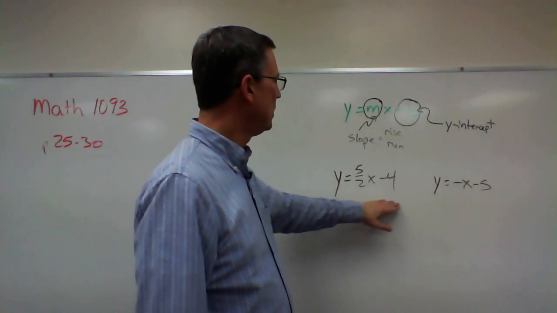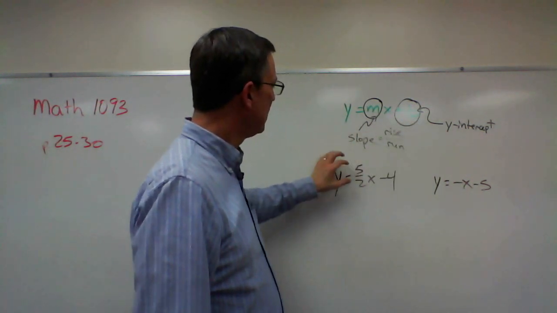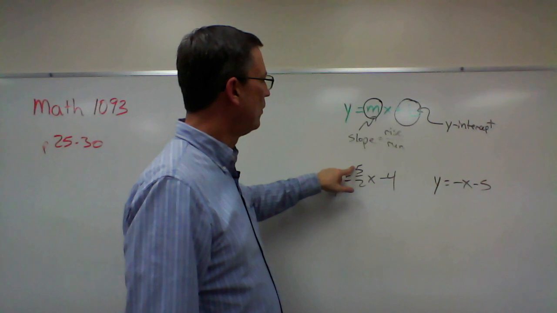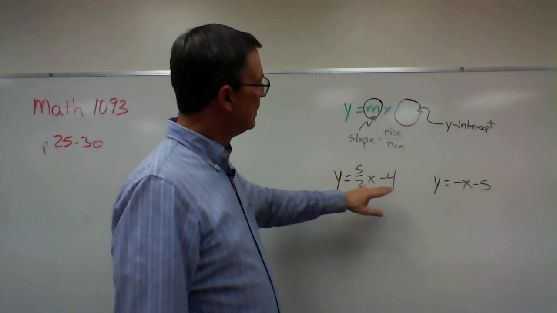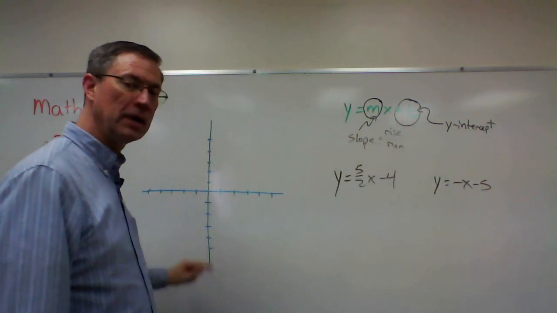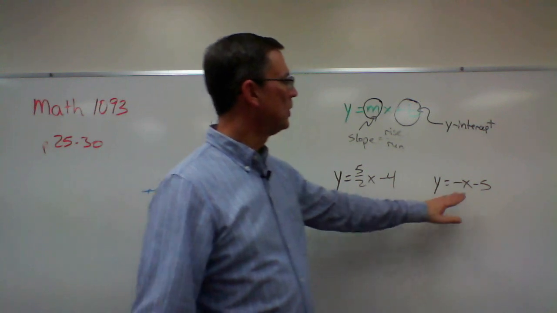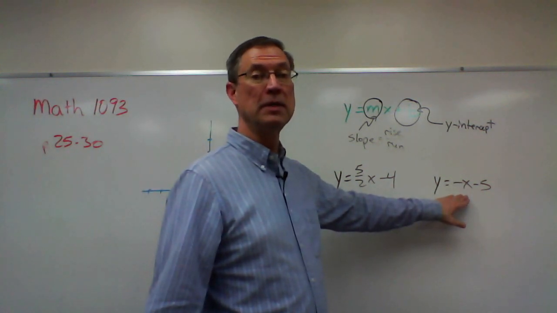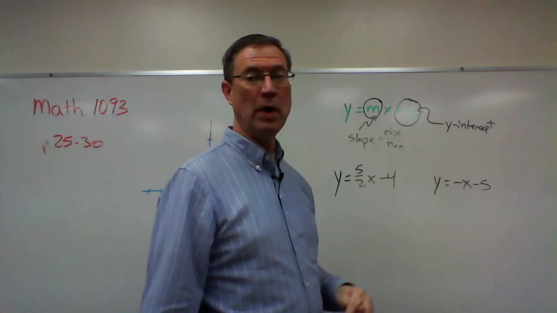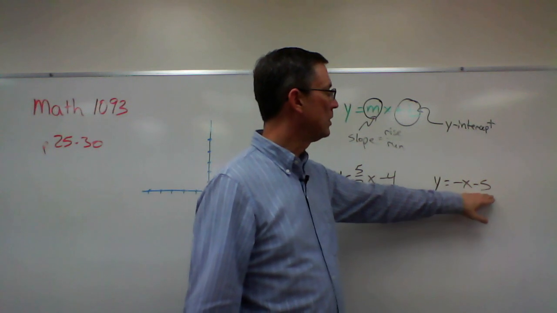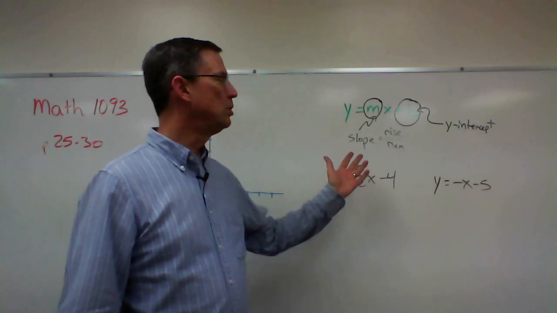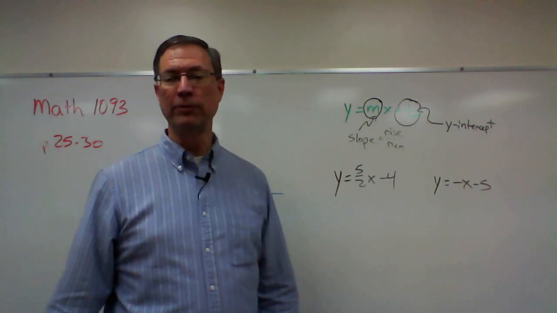So for instance, in this equation, just inspecting it here, I can see that this fraction 5/2 is the slope. So the rise over run is 5/2. The -4 tells me that it's going to cross the y-axis down here at -4. All right? Whereas with this one, it just says -x. Well, -x means -1x. So the rise over run is -1/1. Okay? And it will start at -5, and then the graph will continue. All right, so let's talk about these two and actually put them on the graph.